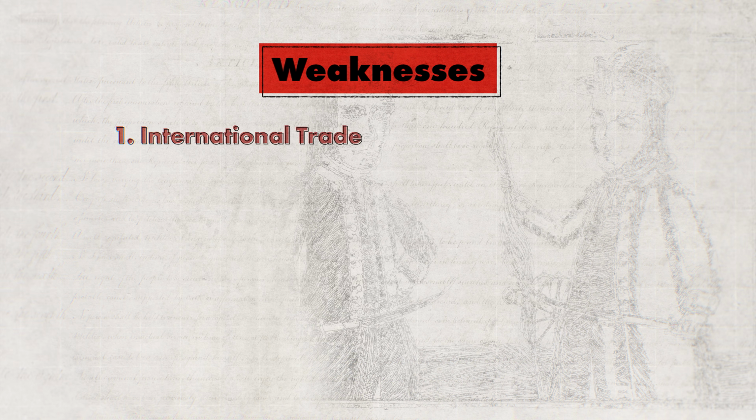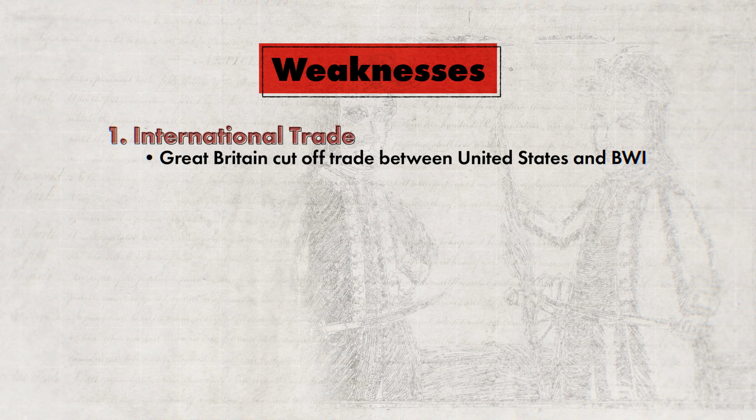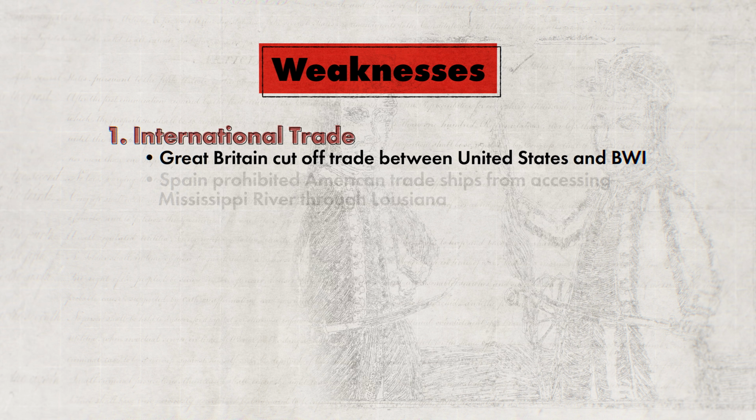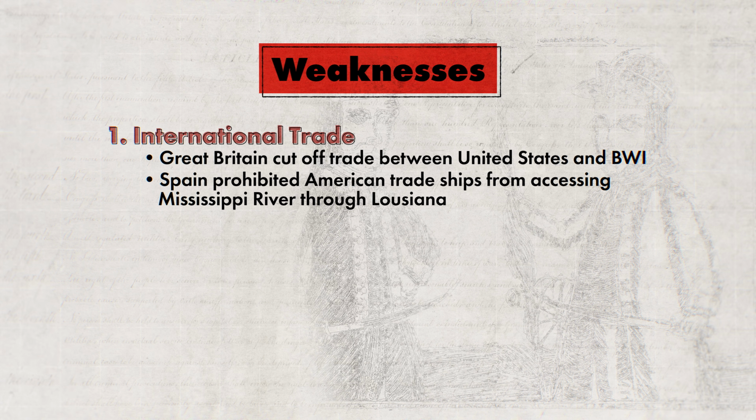And beyond that, there were at least 5 seats on the constitutional struggle bus that kept revealing cracks in the Articles. The first seat on that bus was problems with international trade. You see, after the Revolutionary War, Great Britain cut off trade between the United States and the British West Indies. Rude. And then Spain went ahead and prohibited American trade ships from accessing the Mississippi River via Louisiana.